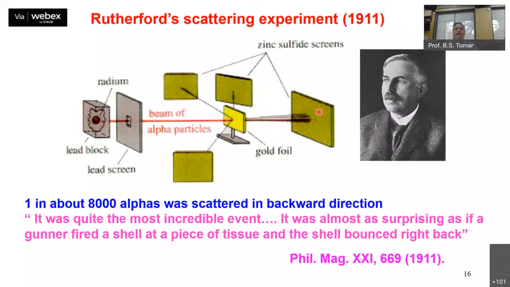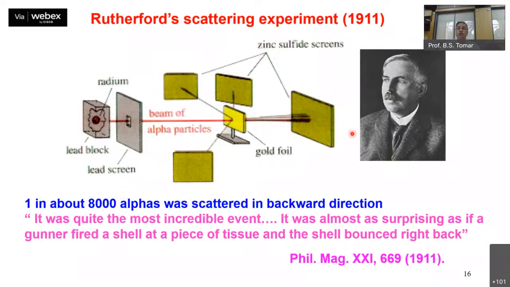the zinc sulfide screens, which are placed at different angles, 0 degree, 45 degree, and some of them at backward angles. Now, when he was studying the scattering of these alpha particles by the gold foil, he found that 1 in about 8,000 alphas was scattered in the backward direction. I wanted to highlight this aspect many a time: if you get one scintillation here and 8,000 scintillations there, you may say this is noise. So you tend to ignore this one count here.